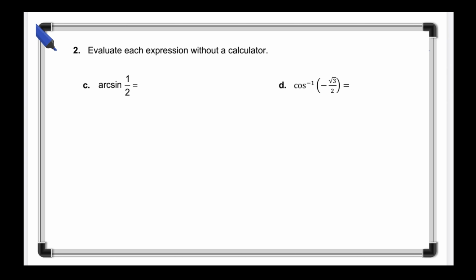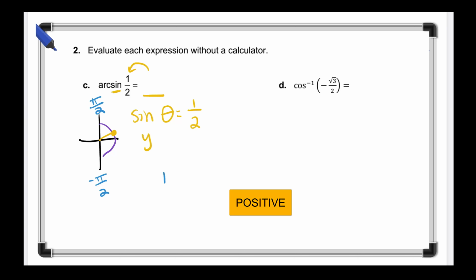Okay, so for letter C, again, we have arcsine. So with arcsine, we're going to be in quadrants 1 or 4. So I'm thinking about the sine of some angle has to get me 1 over 2. So I know my sine is my y value. So where is my y value going to be? A positive 1/2. And I know that I'm over here. And again, reminder, this is negative pi over 2 to positive pi over 2. So that is going to be negative pi over 6.